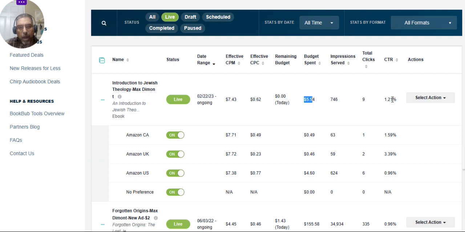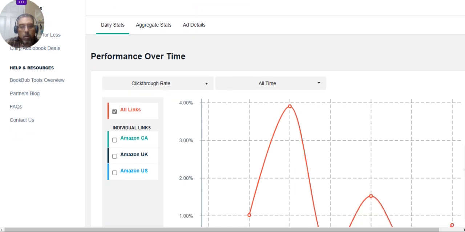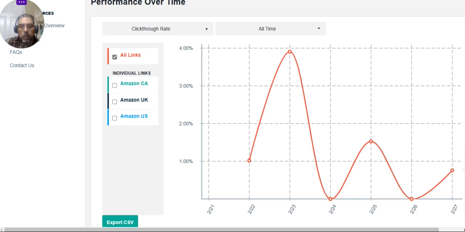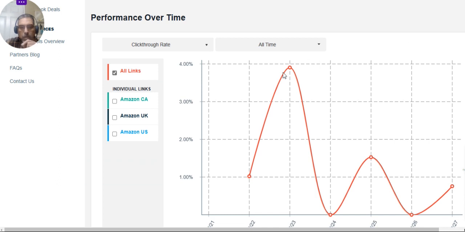So looking at the stats, it's actually not a bad ad. Anything above 1 is usually considered to be successful in terms of clicks. Now, whether that actually generates sales, that's a little bit more complicated. You'd have to keep track in Amazon KDP to see what's going on. What I wanted to show you is this, which is all time. So this is a review of all of the clicks and the percentage of the clicks that have come in.